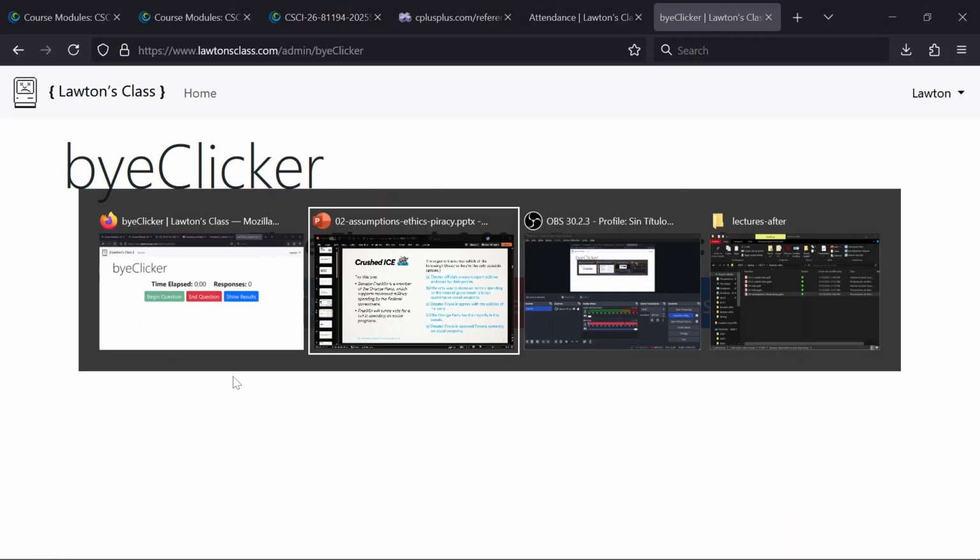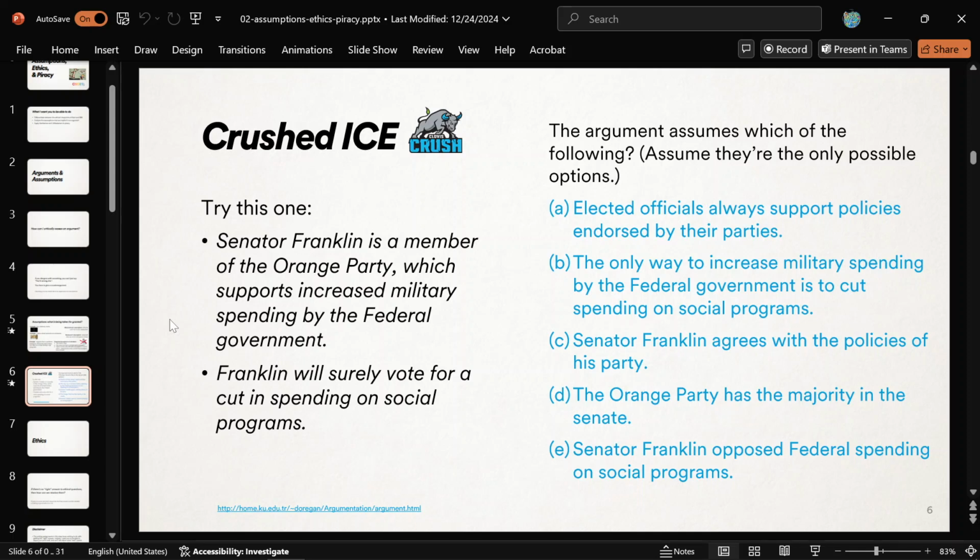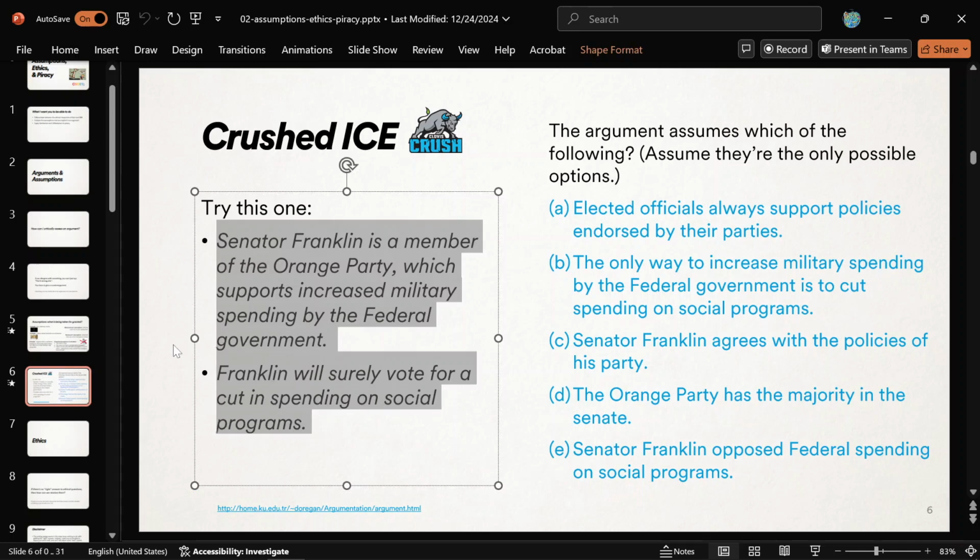But I'll get it started, and then I'll read it, and then I'll let you do it. Let me explain it first. So here's your question, all right? Here's an argument. Senator Franklin, there's two parts, right? Two parts of the argument, 2 bullets in total.